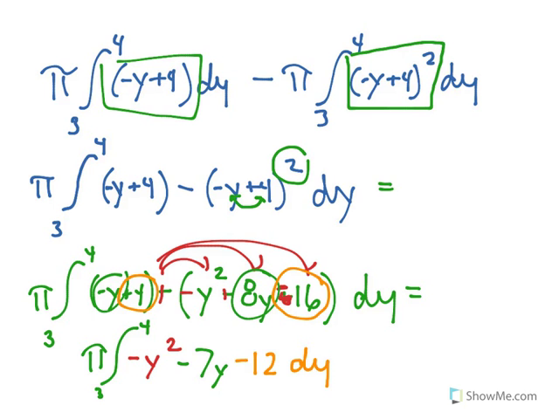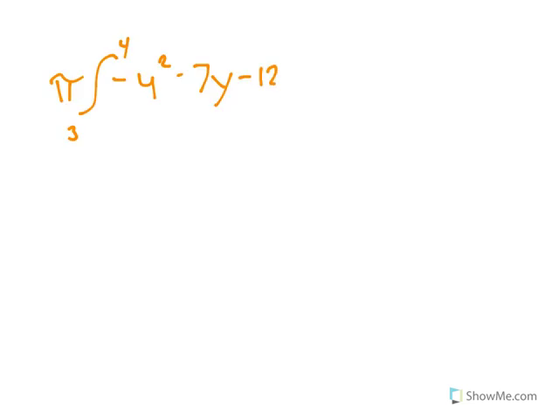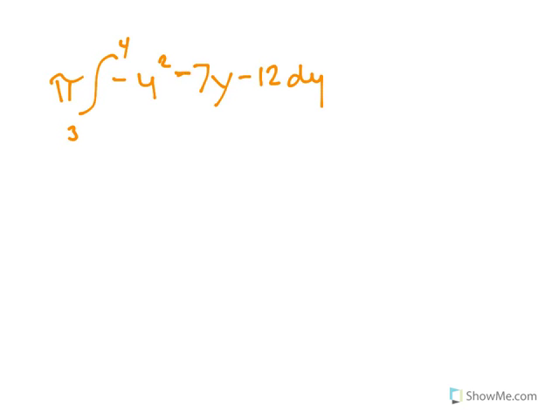Let's go to the next page. Got to flip back and forth a couple times so I can remember it. 3 to 4 of negative y squared minus 7y minus 12 dy. I'm just going to verify I got those numbers right. There's my negative y squared. I've got positive 8y minus y. That was my mistake from before. This should be positive right here. Thought I had something wrong. I found it.